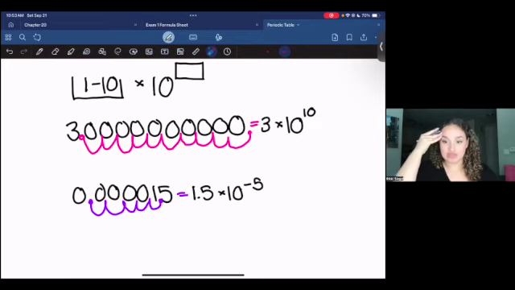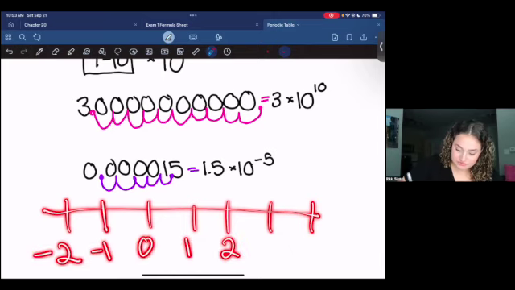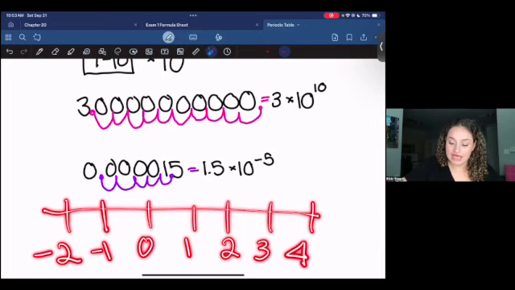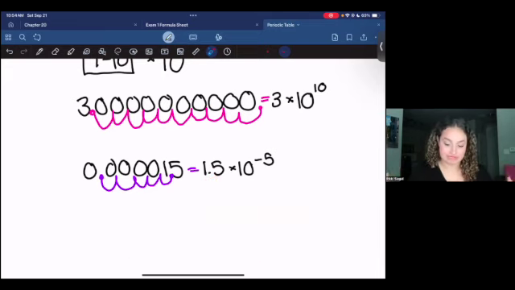I'm going to show you guys how I visualize and how I remember that a really small number needs a negative exponent. If we have a number line, as you move this way, your numbers get smaller and smaller and smaller. So you can see that -2 is smaller than 4. That's how I remember if you have a really small number, you want a really small or really negative exponent, if that makes sense. And a really big number, you want a really big or positive exponent.